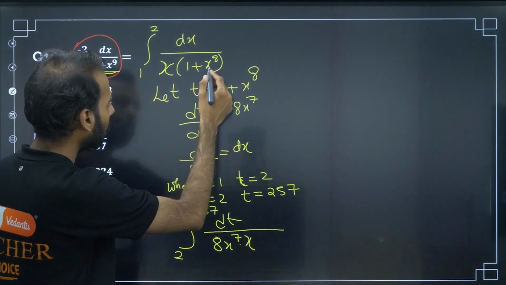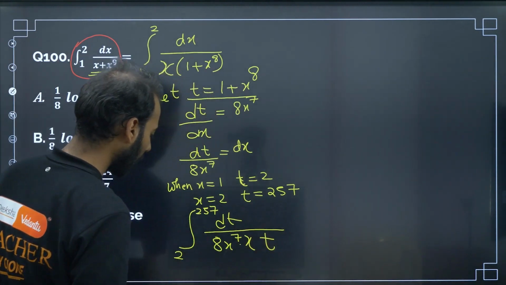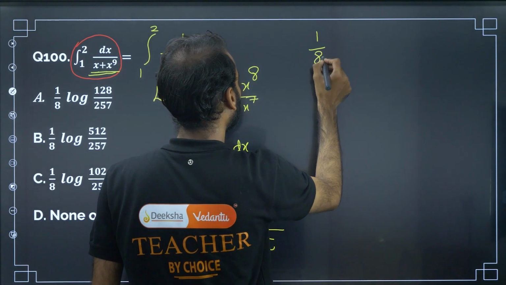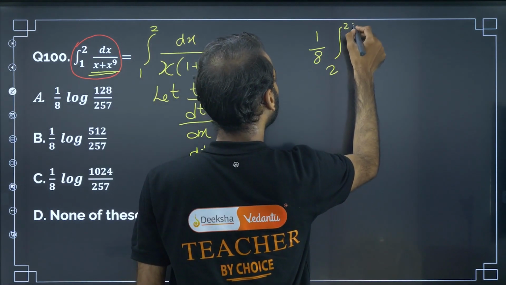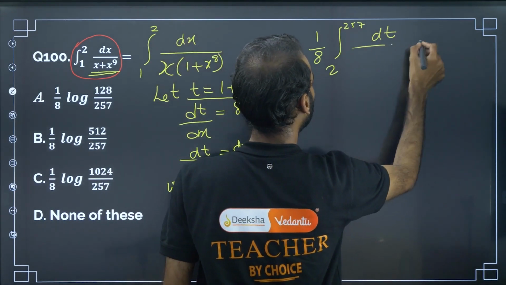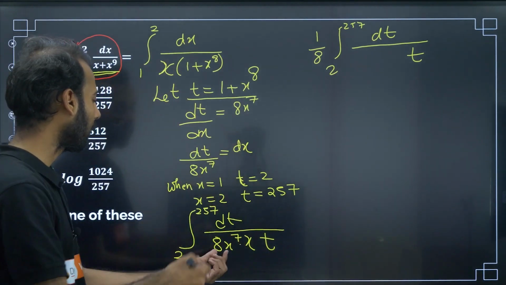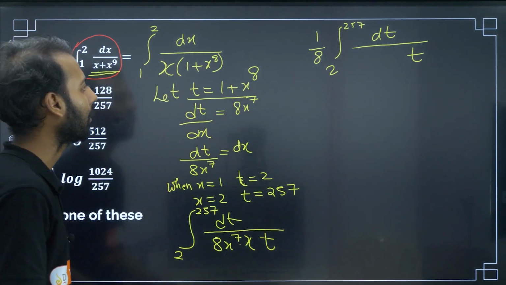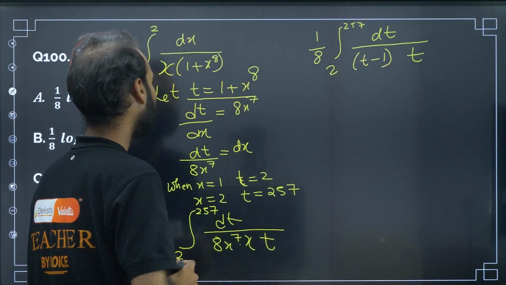1 plus x to the power 8, I have replaced with t, so I am writing it as t. Next, if I keep 8 outside, 1 by 8, 2 to 257, dt by t times x to the power 8. I have already kept 8. From here, x to the power 8 I can write as t minus 1.